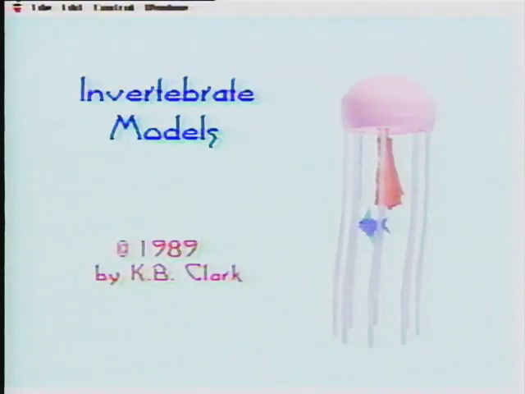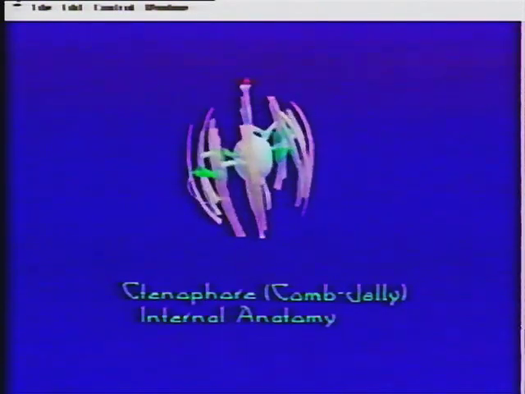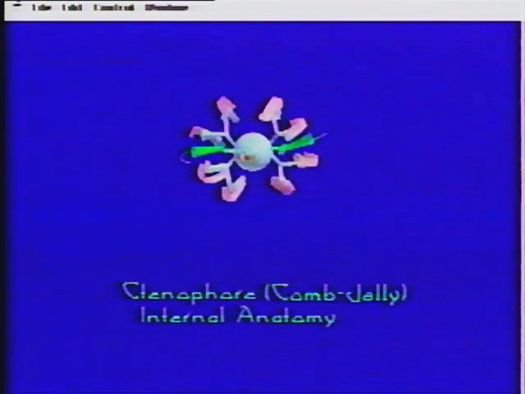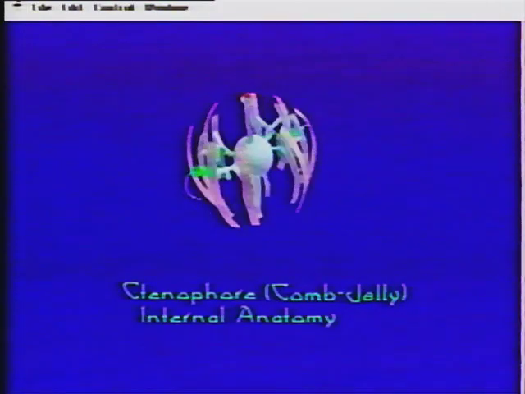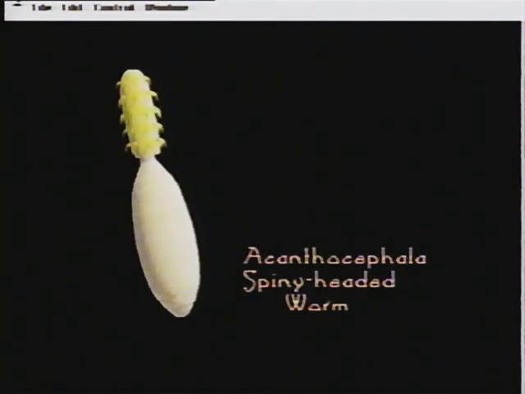Invertebrate Models was designed as a tool for classroom instruction in invertebrate zoology. This subject requires students to learn the functional anatomy of over 30 major groups of animals with a far greater variety of structures than is presented in a course on human or vertebrate anatomy.